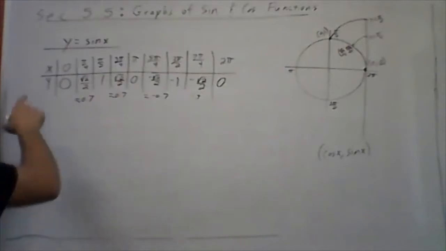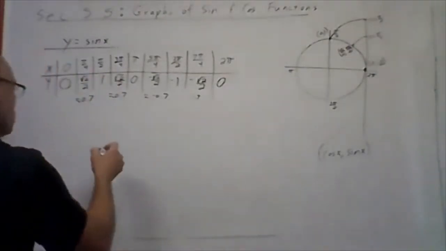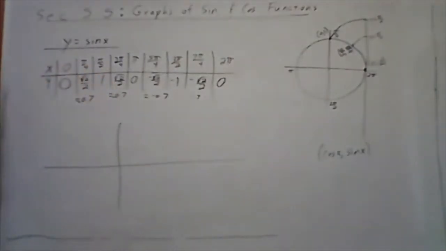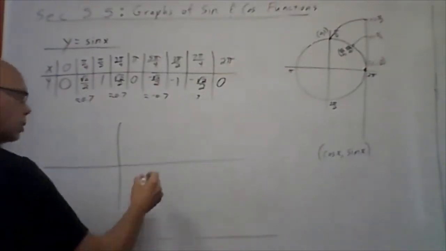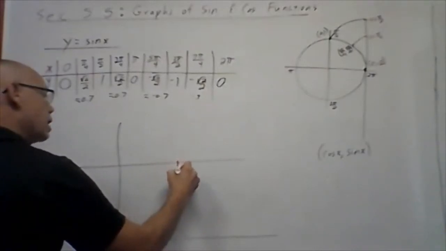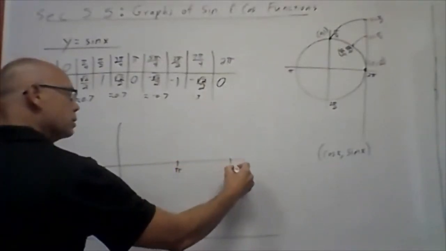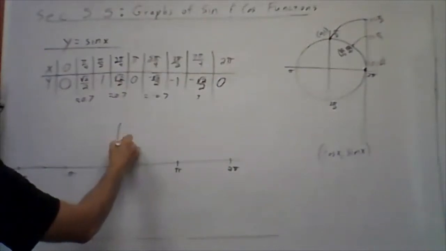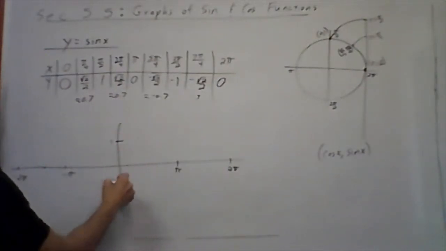Now let's graph this like we would x and y points on the coordinate plane. So let me draw a coordinate plane here, okay? This time on my x-axis, instead of drawing 1, 2, 3, 4, 5, I'm going to put pi here, and I'm going to put 2 pi there. Over here on this side, I'll put negative 2 pi, negative pi, and let's put on the y-axis a 1 here and a negative 1 down there.